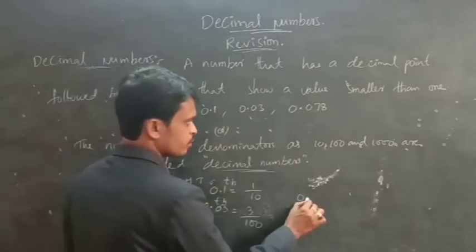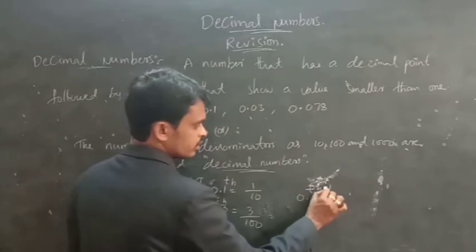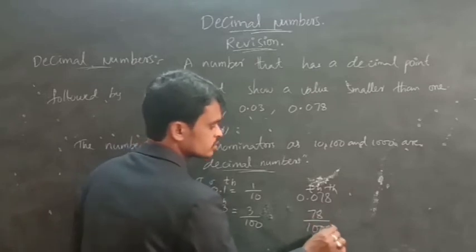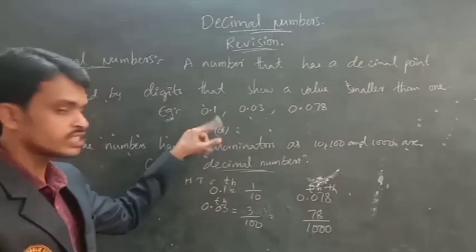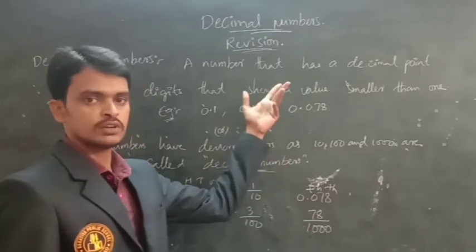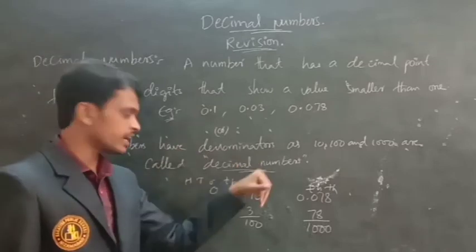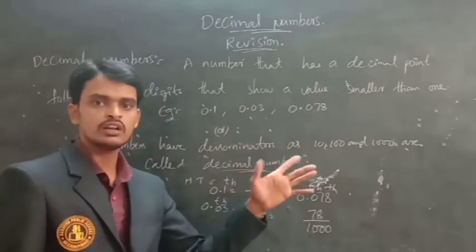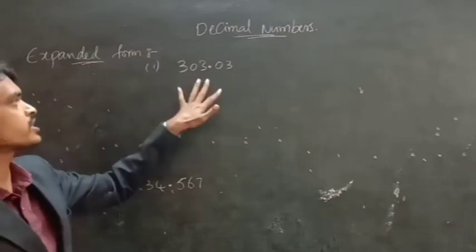Now next, 0.078. It will be tenth, hundredth and thousandth, so it is 78 by 1000. This value is represented as less than 1. Numbers smaller than 1, or numbers which have denominators of 10, 100, 1000, are called decimal numbers. Let us discuss the expanded form of decimal numbers.